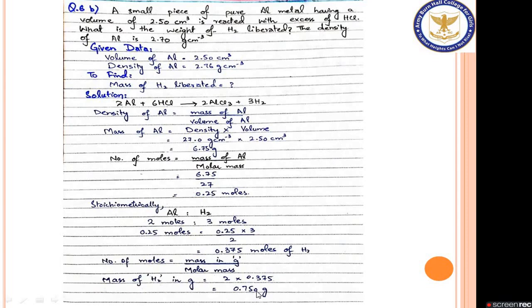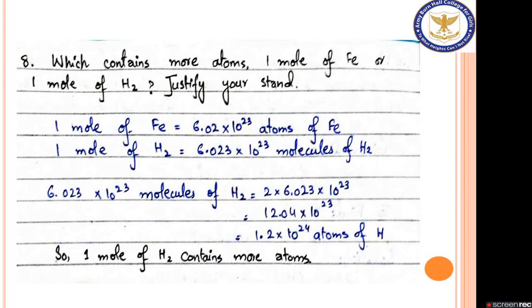Next we have question number 7, which I have already given to you girls in the home task of the previous lecture. And the last one we have is question number 8: which contains more atoms, 1 mole of iron or 1 mole of hydrogen? Justify your stand. 1 mole of iron is equal to 6.023 into 10 raised to power 23 atoms of iron, as iron is an element and hydrogen is a molecule. So 1 mole of hydrogen is equal to 6.023 into 10 raised to power 23 molecules of hydrogen.